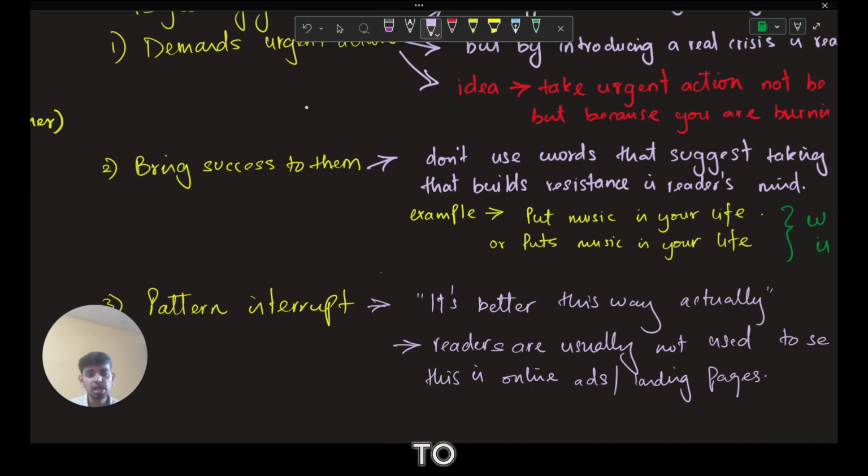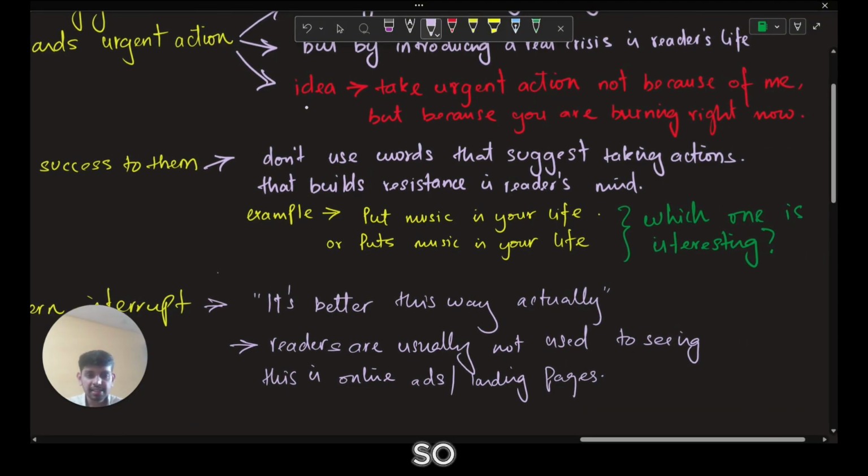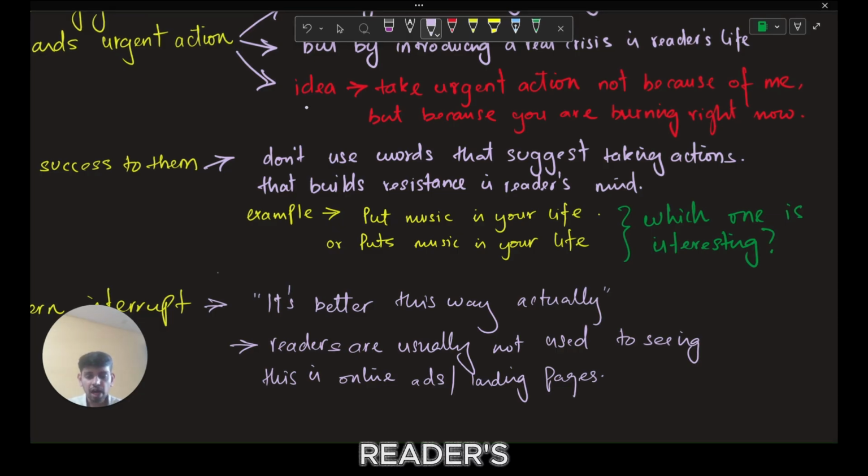People don't like to work to get success. So you frame it in a way that says that success will come to you when you try to do what I say. So don't use words that suggest taking action because that builds resistance in the reader's mind. So I have an example over here. Let's say you say put music in your life. That's suggesting action that the reader should put music in their life if you use this statement in your advertisement. So that's repulsive. Or rather you should say puts music in your life.